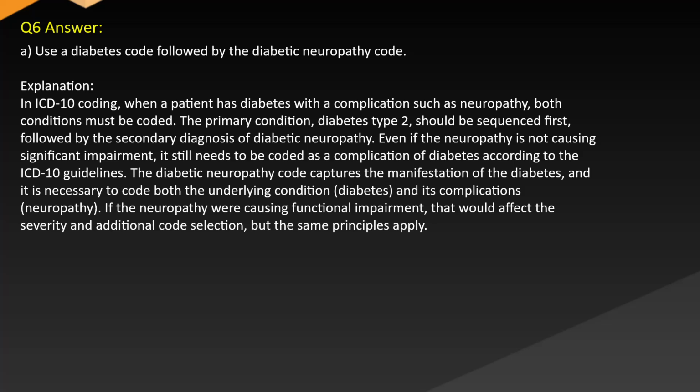The diabetic neuropathy code captures the manifestation of the diabetes, and it is necessary to code both the underlying condition, diabetes, and its complications, neuropathy. If the neuropathy were causing functional impairment, that would affect the severity and additional code selection, but the principles apply.